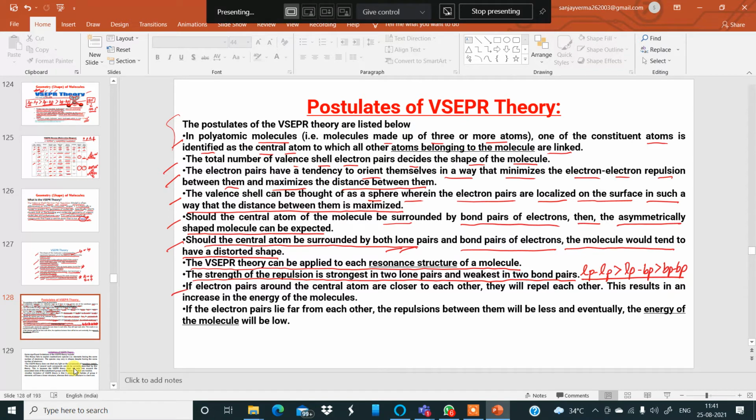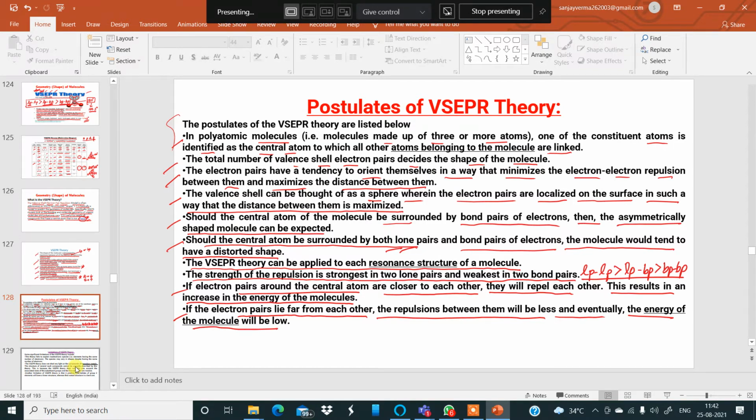Then, if electron pairs around the central atom are closer to each other, they will repel each other, definitely. This results in an increase in energy of the molecules. That means the molecules become what? Less stable. If the electron pairs lie far from each other, the repulsion between them will be less, and eventually the energy of the molecules will be low, which means the molecules become more stable.